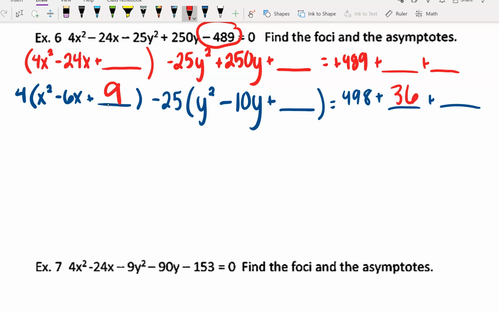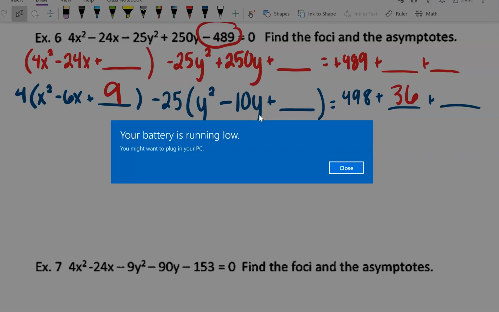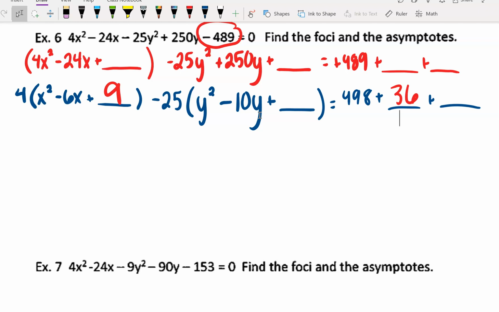All right, now we'll do the same thing with this second one. We are going to divide 10 by 2. Negative 10 divided by 2 is negative 5. Squared is 25. Sorry, my computer battery is low. There we go. 25. But when we added 25 there, it wasn't just 25, it was 25 times negative 25. So 25 times negative 25 is negative 625.